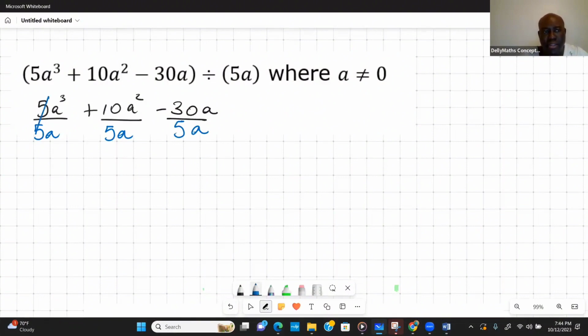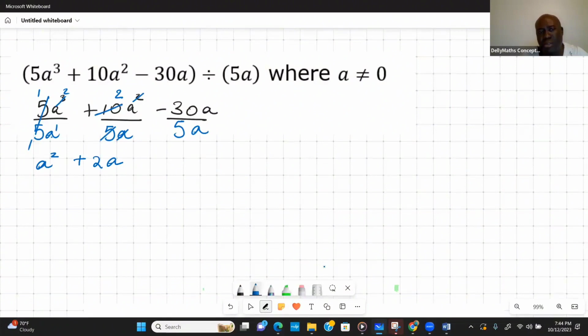For example, 5 divided by 5, that's 1. And then when a goes into a to the third, when you divide, you subtract powers. Remember, a is the same as a to the 1. So we're subtracting 1 from this, leaving 2. So what we have is actually a to the second power. For this piece in the middle, 5 into itself is 1, 5 into 10, that's 2. A to the first power will cancel one of these, leaving just a. So we're left with positive 2a.